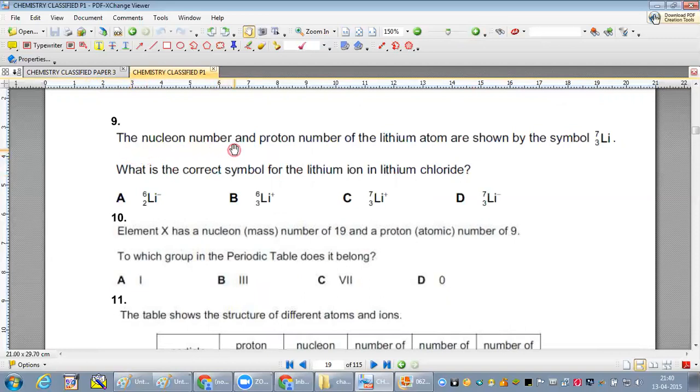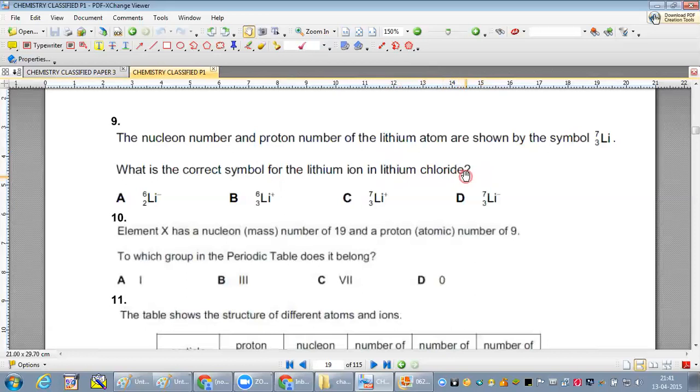The nucleon number and proton number of the lithium atom are shown by the symbol Li 3 7. This 3 is representing the atomic number. That's the subscript. This 7 is representing the atomic mass number. That is the superscript. That is the sum of protons and neutrons. And this is only the number of protons, 3. What is the correct symbol for the lithium ion in lithium chloride?